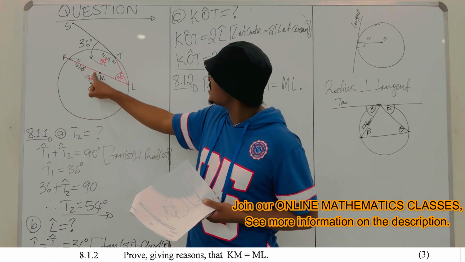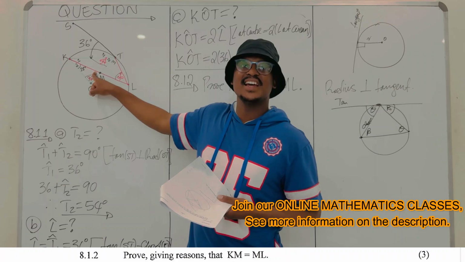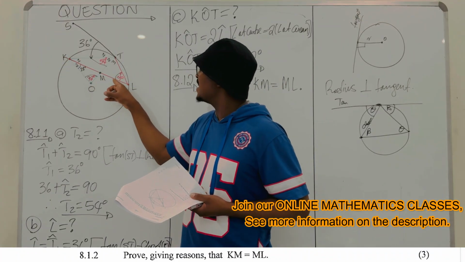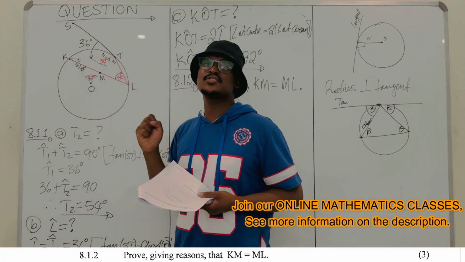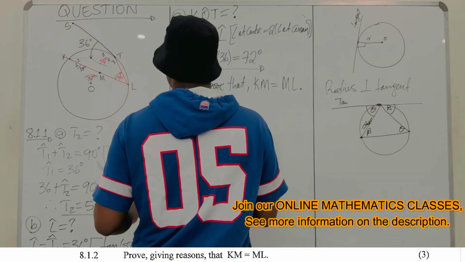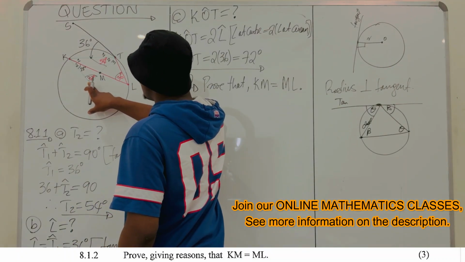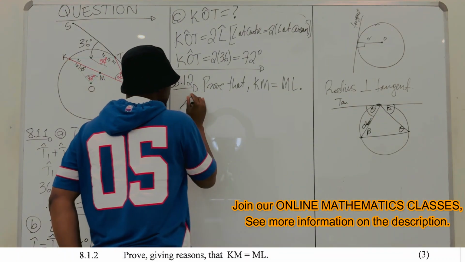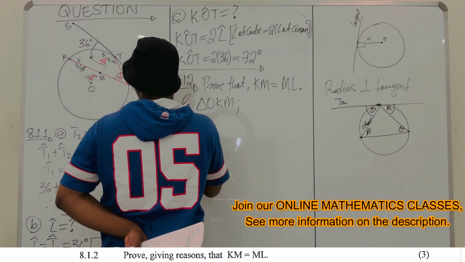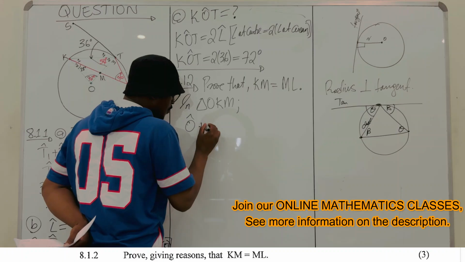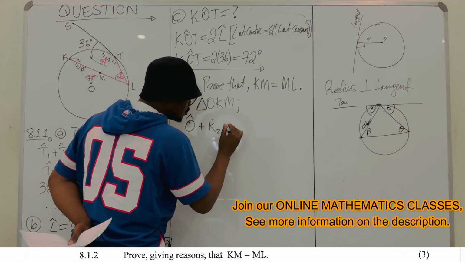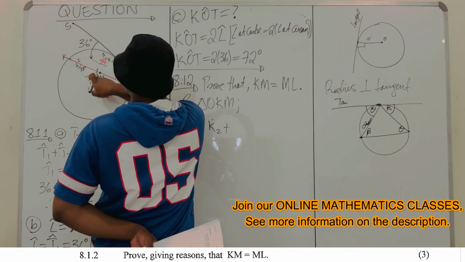So in that case, if you can show that this angle over here is equal to 90 degrees, then we will have shown that OM is perpendicular to KL. Therefore, these 2 lengths should be equal. So let's go. Let's look in triangle OKM.